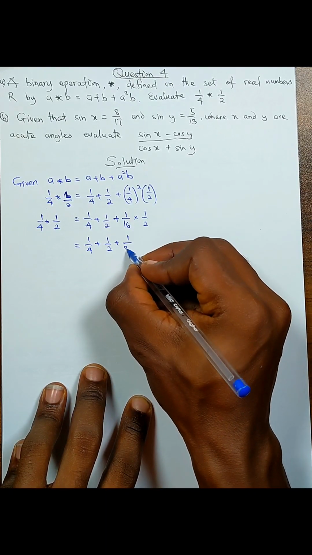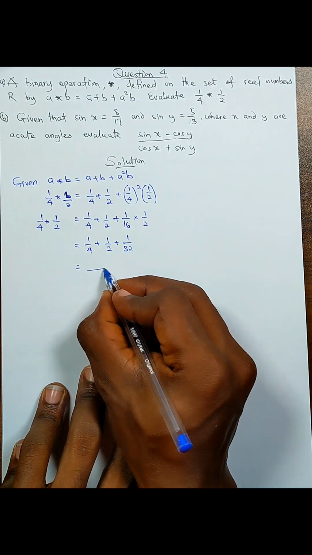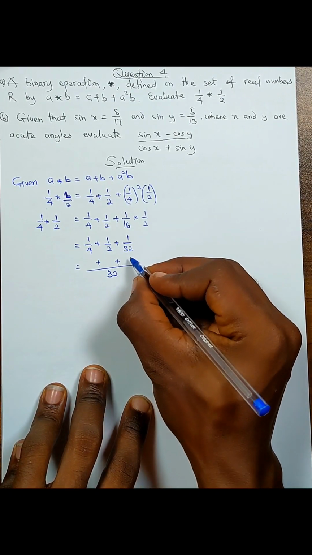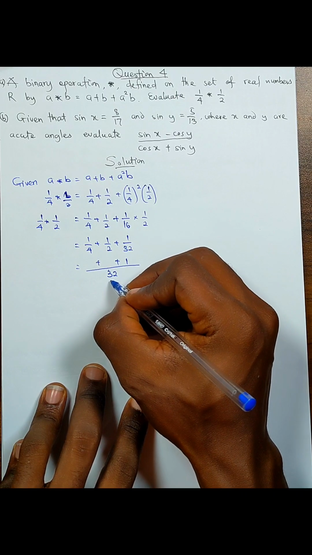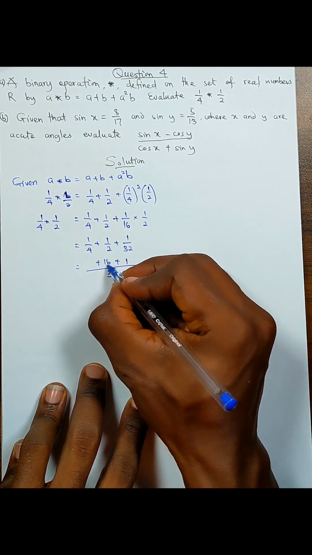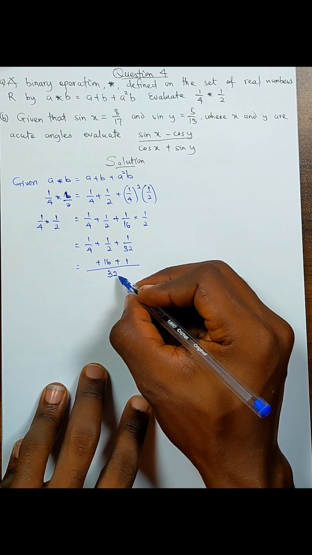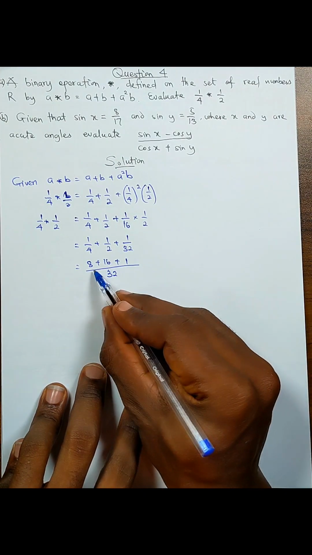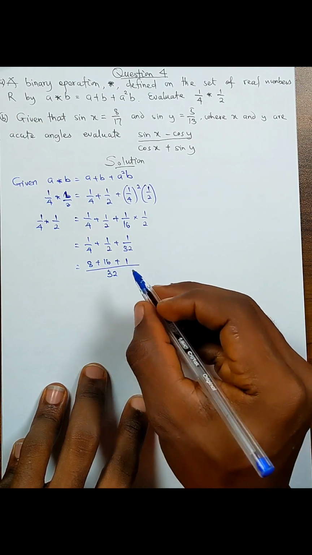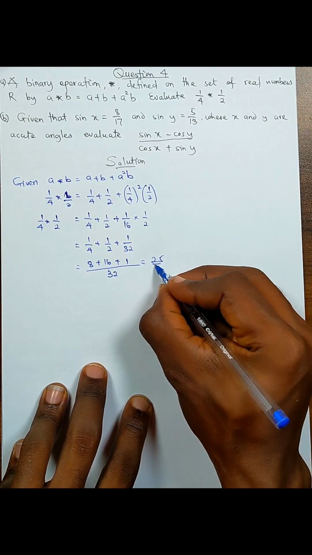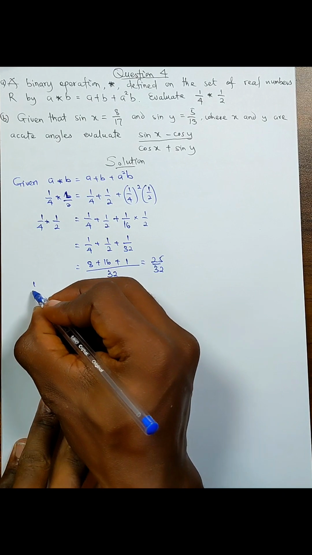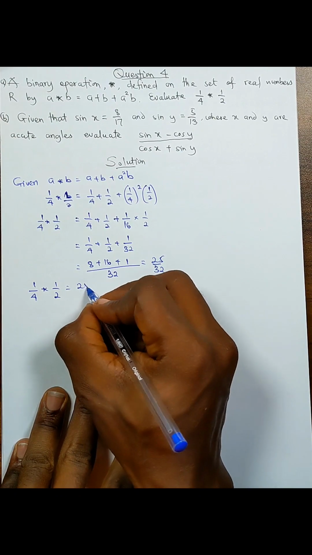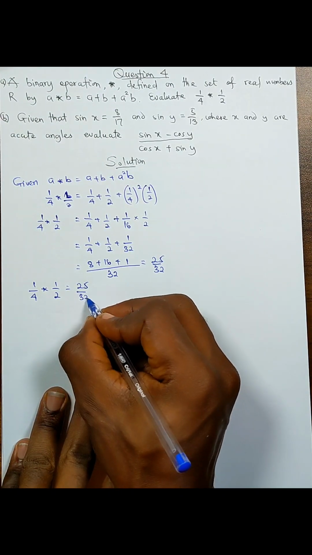So in solving this, we can use the LCM method. The LCM is 32. So 32 enters 1, 1 times 1 gives us 1. 2 enters into 32 16 times, 16 times 1 gives us 16. 4 enters into 32 8 times, 8 times 1 gives us 8. 16 plus 8 gives us 24, plus 1 gives us 25 over 32. So 1 over 4 operation 1 over 2 is going to give us 25 over 32.